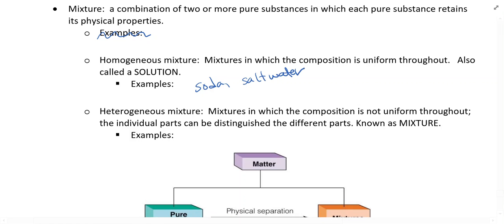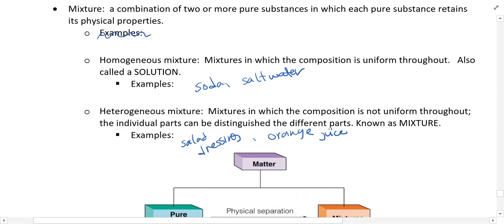So it's going to be one, or uniform throughout. A heterogeneous mixture is where you can identify the individual parts. So a great example of this would be salad dressing or orange juice. Both have different parts that you can see.